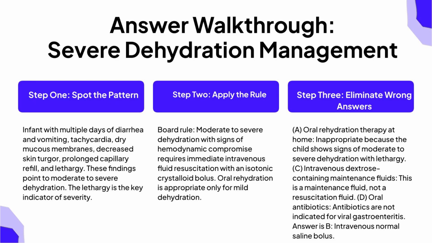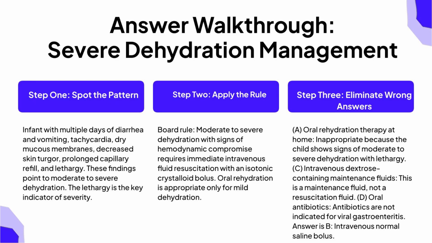Step 2. Apply the rule. The board rule here is that moderate to severe dehydration with signs of hemodynamic compromise requires immediate intravenous fluid resuscitation with an isotonic crystalloid bolus, typically 20 milliliters per kilogram of normal saline. Oral rehydration is only appropriate for mild dehydration where the child is alert and able to drink.